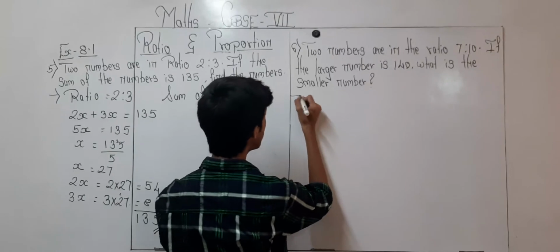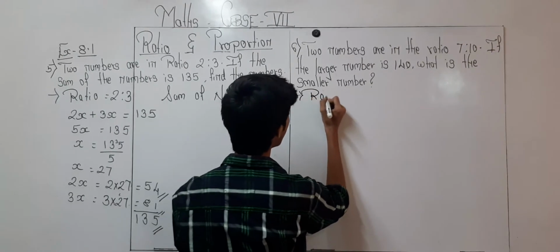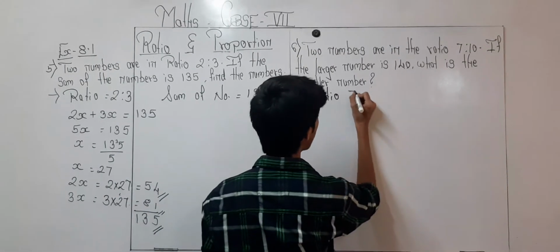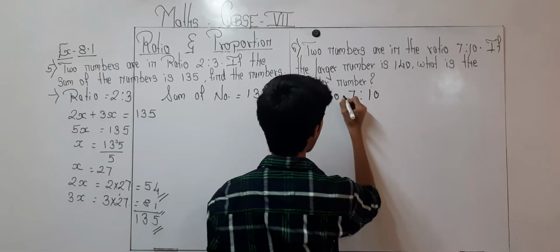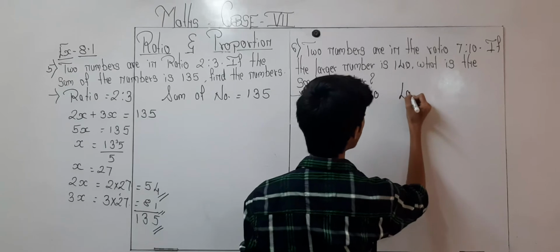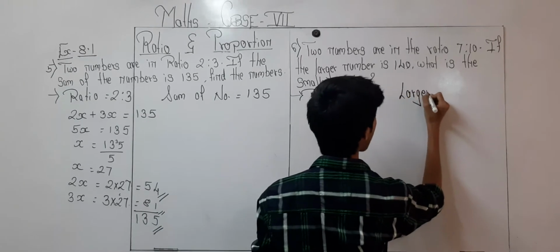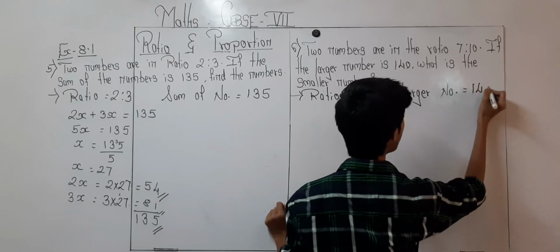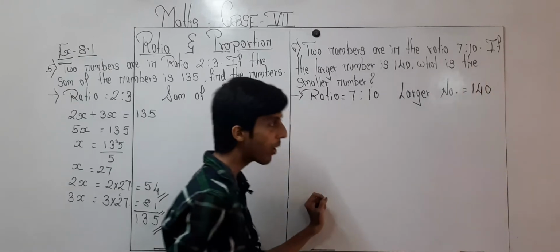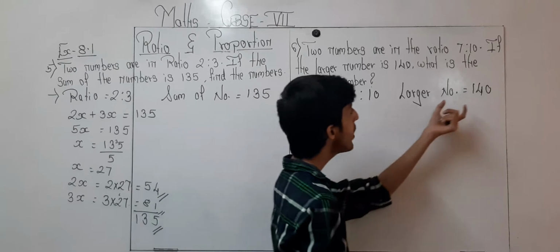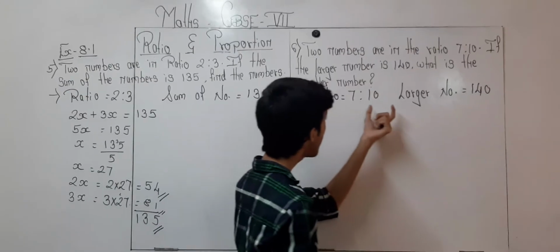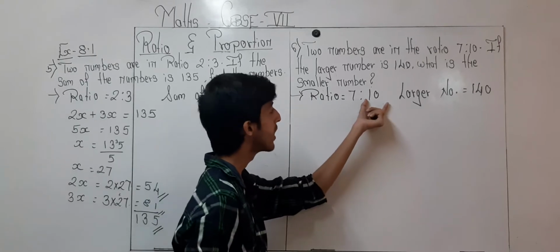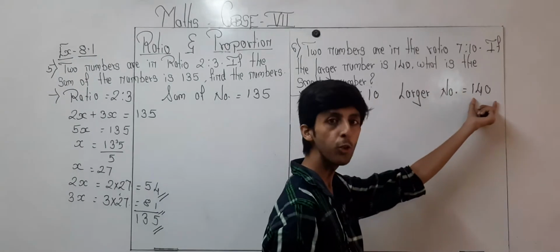Now what is the ratio given over here? 7:10, and the larger number is being given, that is 140. So we have to find the smaller number. Now how can we find which is the larger number according to this ratio? Which ratio is greater over here? 10. So the larger number will correspond to that only.